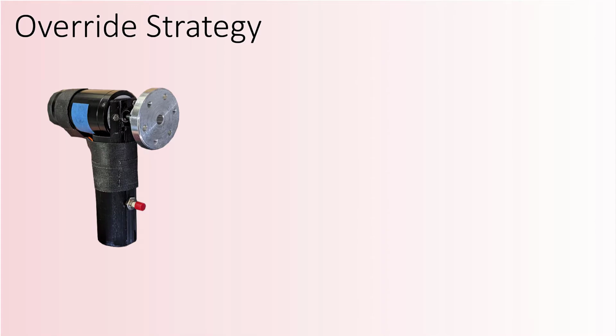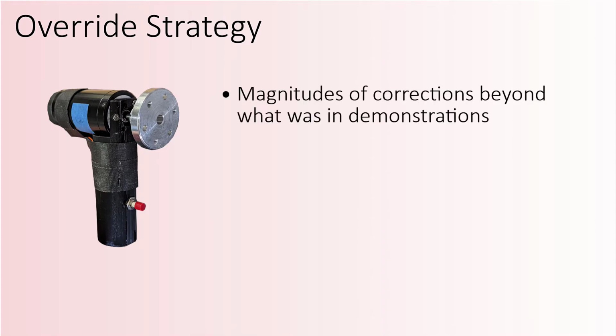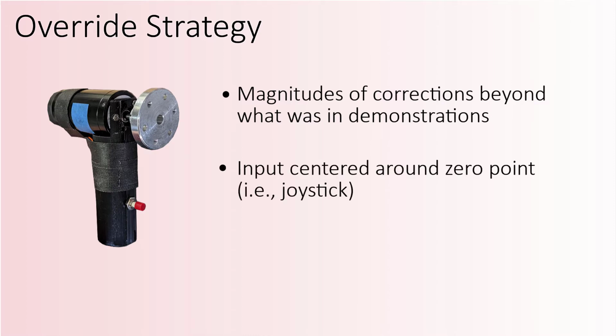We also propose an override strategy for users to provide magnitudes of corrections outside of what was seen in the demonstrations. In general, users provide input by moving the input device away from a 0 point, similar to a joystick.